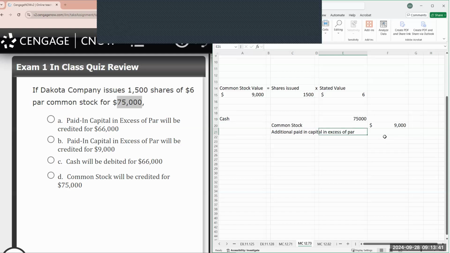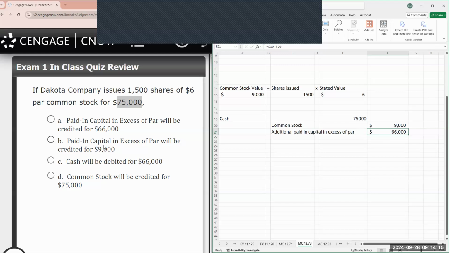But we see that in such case, there's a difference between cash and the common stock of $9,000, because the $9,000 represents the common stock that was received. So therefore, the additional paid in capital in excess of par would be $66,000, which represents the cash received less the common stock value. So based on this, we'll look at the answer choices. The paid in capital in excess of par will be credited for $66,000. This appears to be correct, but let's look at the other choices.